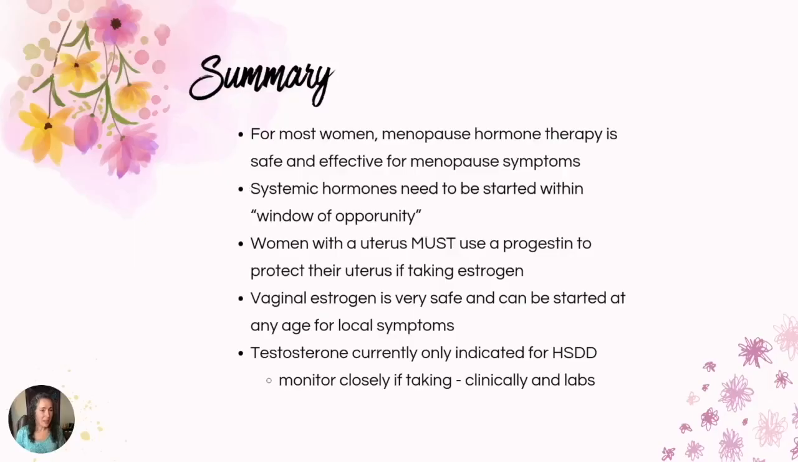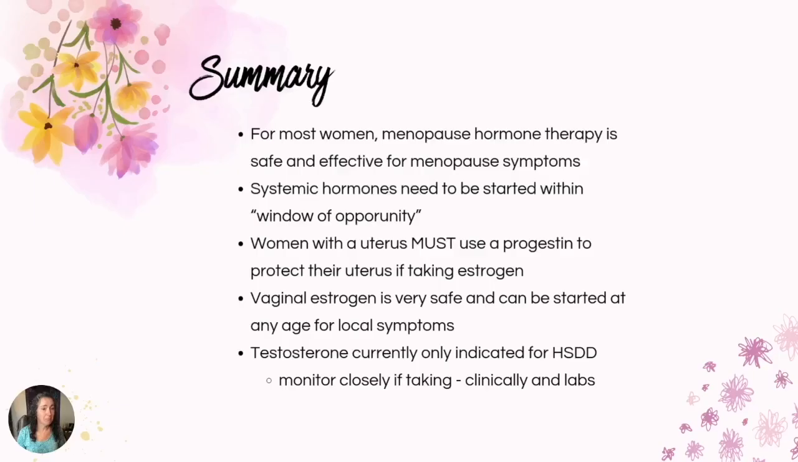So in summary, for most women, menopause hormone therapy is safe and effective for menopause symptoms. Systemic hormones, like whole body hormones, ideally are started within the window of opportunity, which is within 10 years of the last menstrual period and under the age of 60. They can be started outside this window, but they potentially come with more risks, so it does need to be an informed risk discussion.